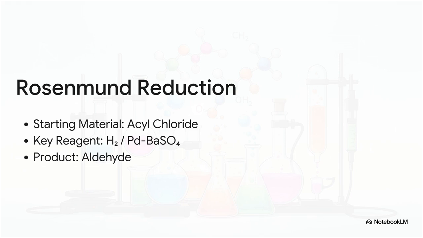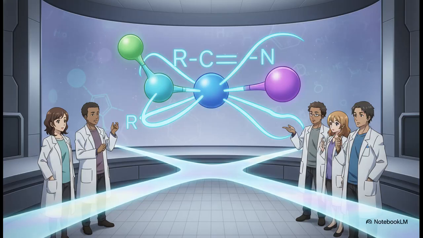Now, here's the really clever part. That barium sulfate is actually there to poison the catalyst just a little bit, to stop it from going too far and reducing the aldehyde all the way to an alcohol. Pretty smart, huh? Okay, let's move on to our next starting material, nitriles.